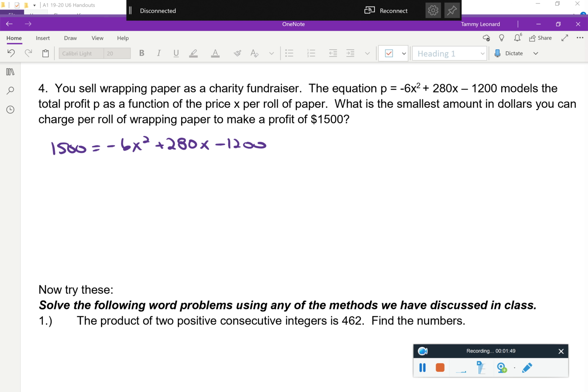I want to use the quadratic formula. What do I need to do to this equation before I can use the quadratic formula? Will, what do I need to do? Yeah, I've got to subtract that 1,500 from each side so that it equals 0.